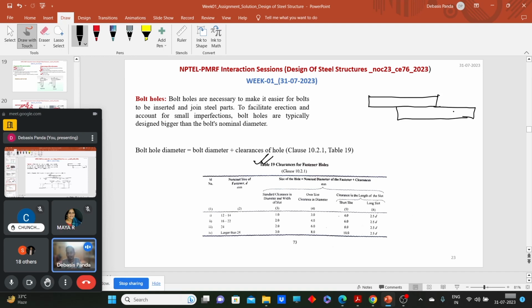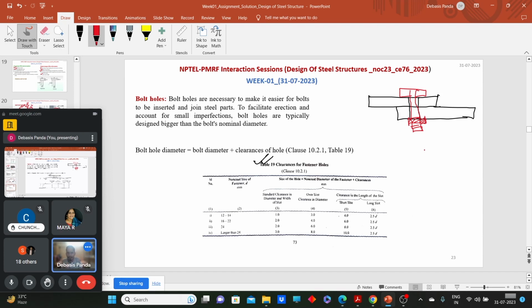What is lap, what is butt, I will come to later. So what we need to do is, first we make a hole, then we insert the bolt and we tighten the nut here. Then obviously our connection happens.